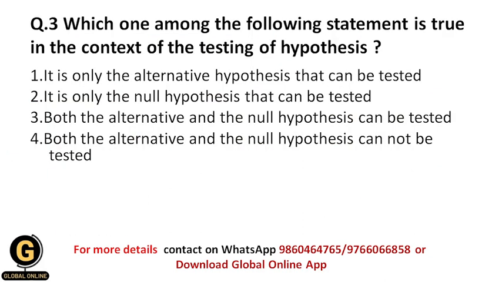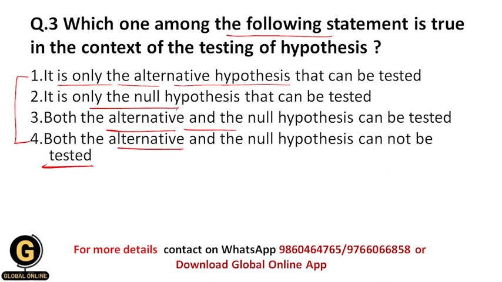Okay, next, which one among the following statements is true in the context of the testing of hypothesis? Okay, so here they have given us different statements regarding the testing of hypothesis, and we need to find out the true statement which is relevant to the testing of hypothesis concept. So the first statement is, it is only the alternative hypothesis that can be tested. It is only the null hypothesis that can be tested. Both the alternative and the null hypothesis can be tested. Both the alternative and null hypothesis cannot be tested.